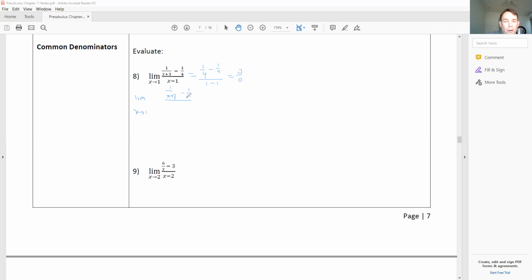So if I take my fractions here, and then x minus 1. Notice I don't have a fraction per se in the denominator, so I can just put the whole thing over 1 and make it its own fraction. So I'm going to multiply everything now by the common denominator. So 4 times x plus 3, and 4 times x plus 3, and 4 times x plus 3.